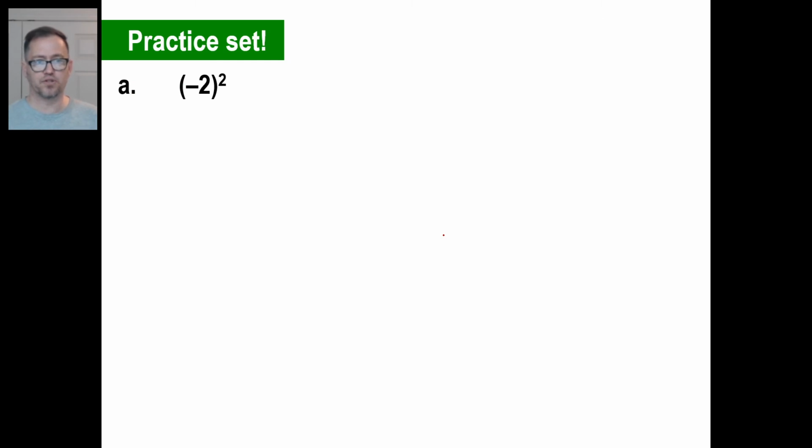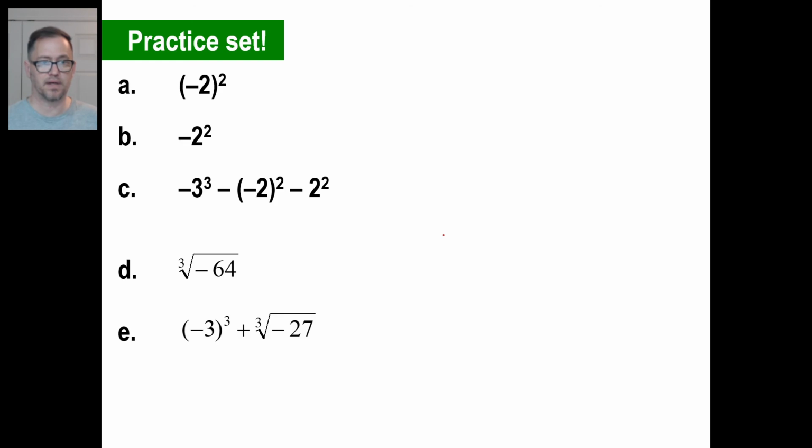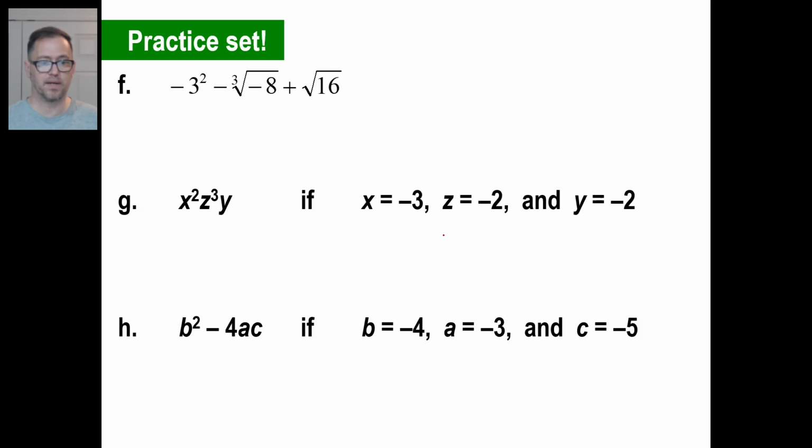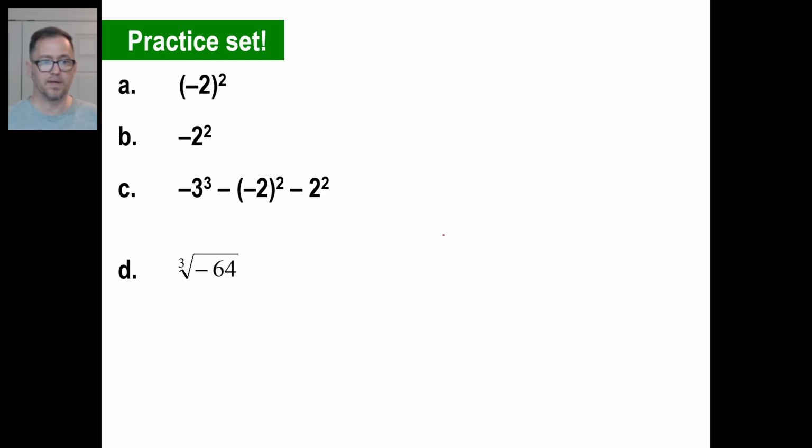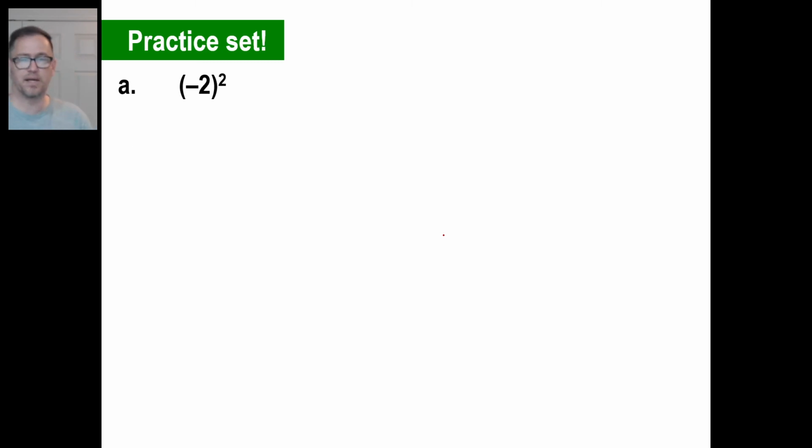All right, let's try the practice set and knock those out here. We got what? A through F and H. Okay, a lot of those. So we can try these one at a time if you want to. So pause it and try A. Okay, the meaning of this is -2 times -2, which will give us +4. All right, try B and pause it and come back.